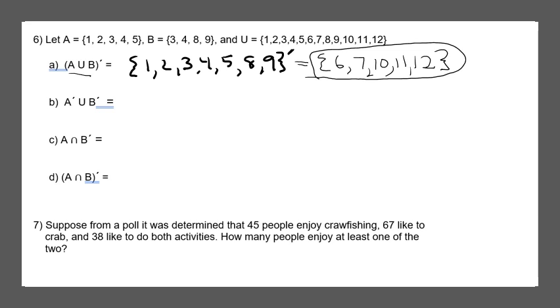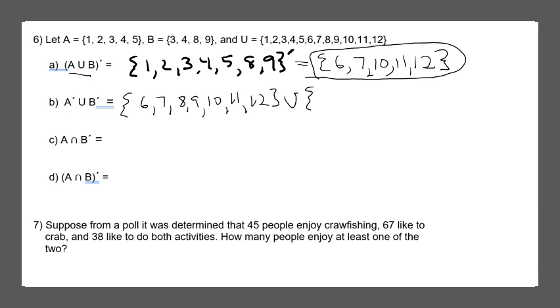Part B, I am joining together the complement of A with the complement of B. So the first thing I'm going to do is get the complement of A. What's not in A? I have the 1, the 2, the 3, the 4, and the 5. I'm missing the 6, the 7, 8, 9, 10, 11, and 12. Then I'm going to join that together with the complement of B.